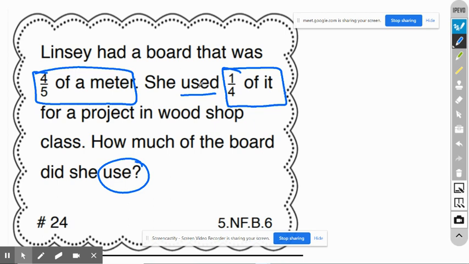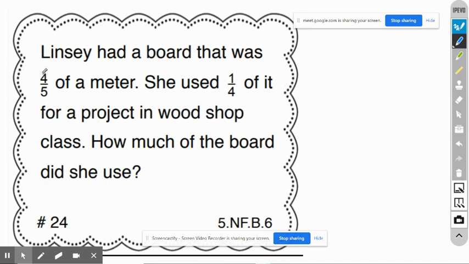She used, it's funny, it says she used this. Why is it that they want me to answer how much she used? It tells me she used this, but it doesn't say how much in meters. It just said 1/4 of this whole thing here. So based on the wording, this is what she has, 4/5 of a meter. She used 1/4 of it.